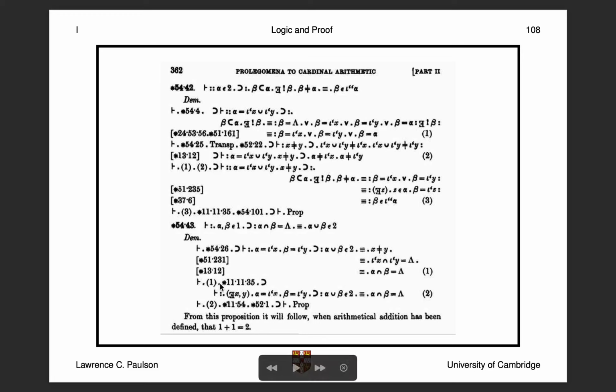What's going on here? Well, I am not going to go into great detail. He has this weird notation with lots of dots because he didn't like parentheses for reasons I will never understand. So the dots somehow replace parentheses. Everything is done with a lot of very low-level rules. Finally, I'd like you to notice that this is page 362, and the result proved here is 1 + 1 = 2.